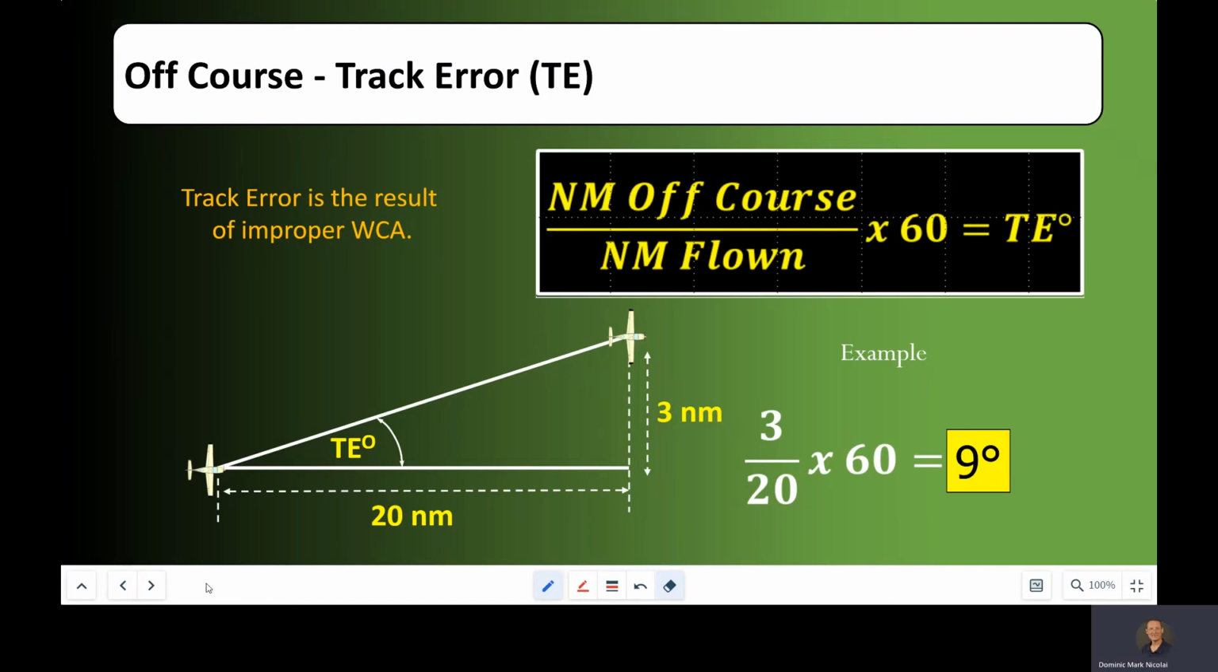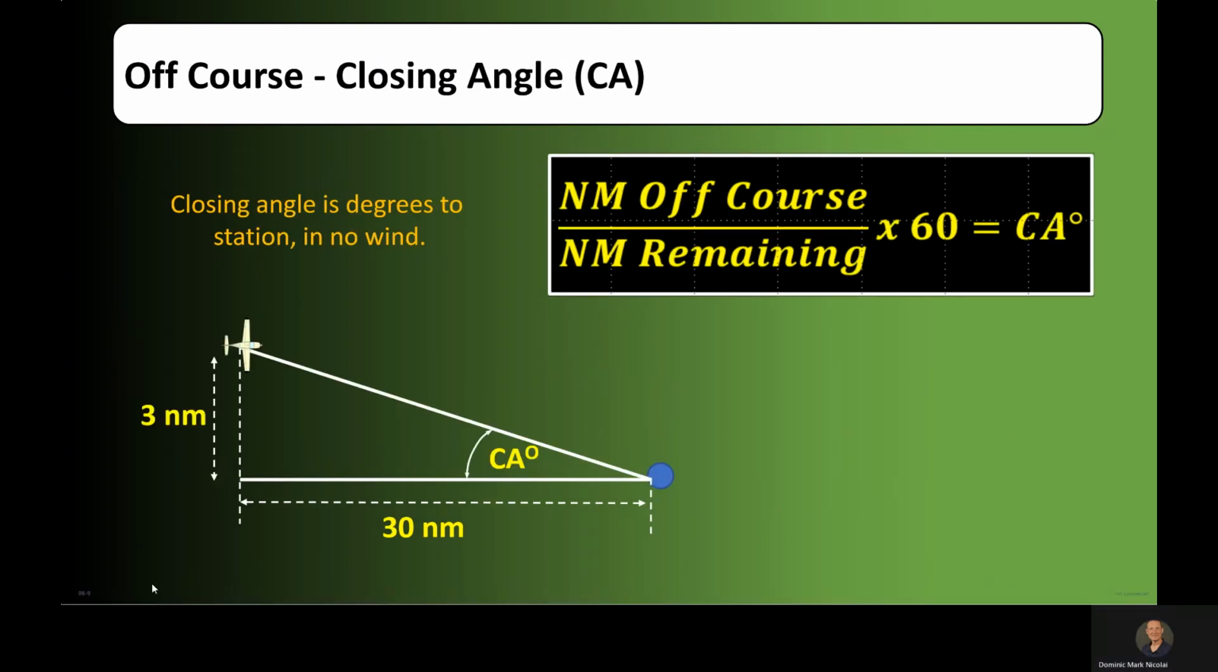So this is really what the wind correction angle should have been applied, or the additional amount the pilot should have applied. Okay? And this would simply allow the aircraft to fly parallel. Now the other part of the problem is getting back to the course.